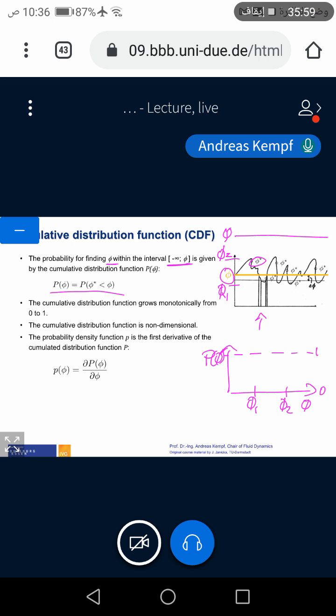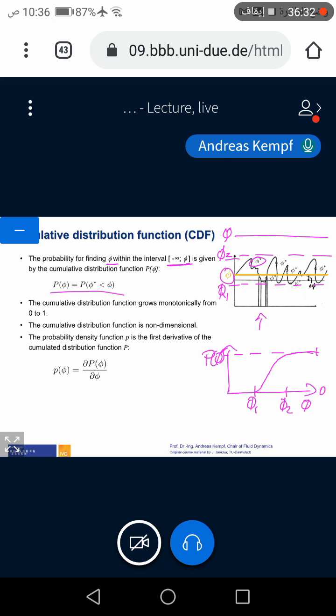And the probability of finding something lower than phi 1 in our case is pretty much 0, and higher than phi 2 is also pretty much 0. So the cumulative distribution function would look a bit like this. So something like an error function with pretty much the value of 0 here and the value of 1 here, and in between we have this transition.